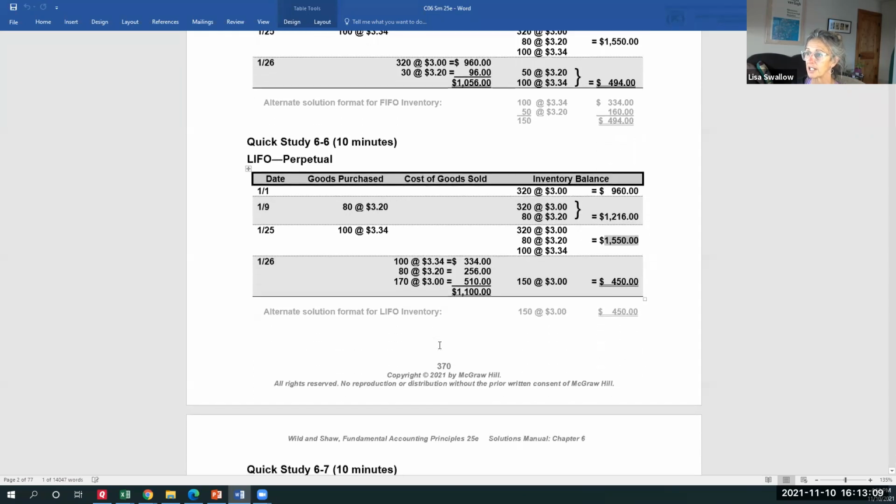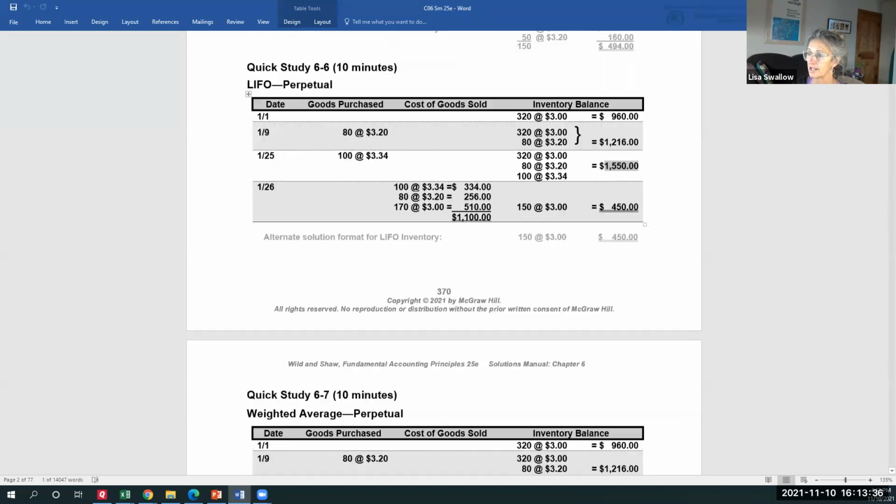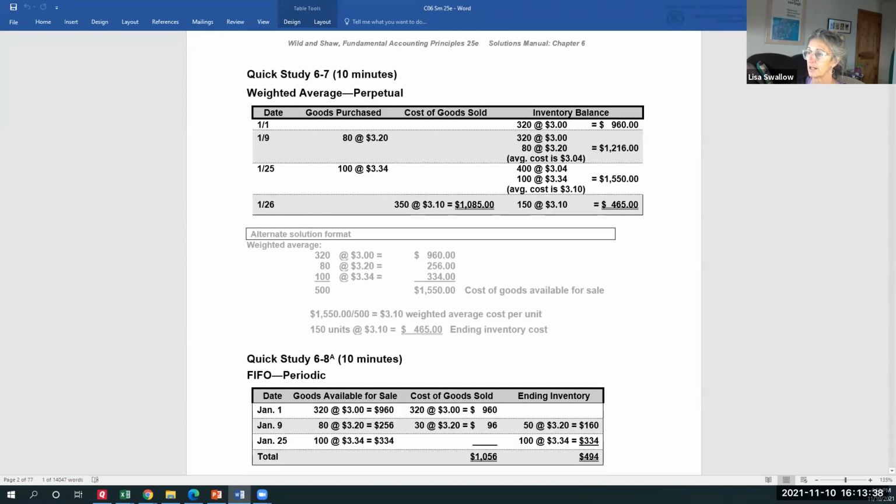So weighted average is a little bit trickier because each time we make a purchase, we have to recalculate what the cost basis is. In this example, it's pretty easy because you only have one sale at the end of the month. But if you had sales in between the purchases, you're going to have a different weighted average cost basis that brings that inventory into cost of goods sold at those different time frames.